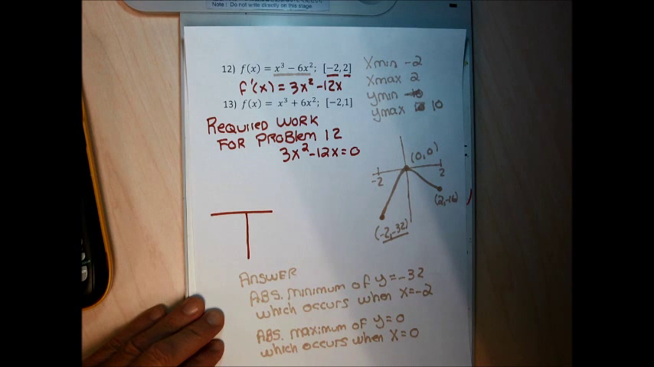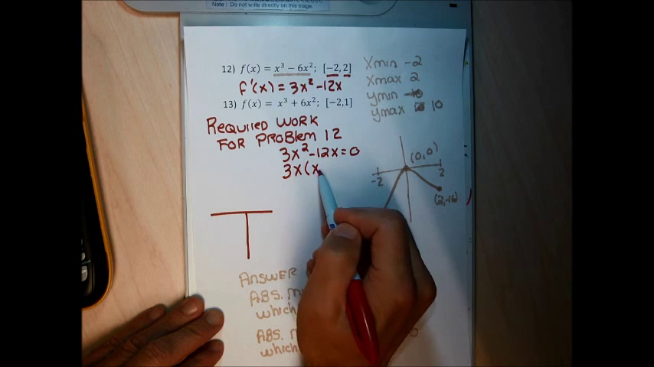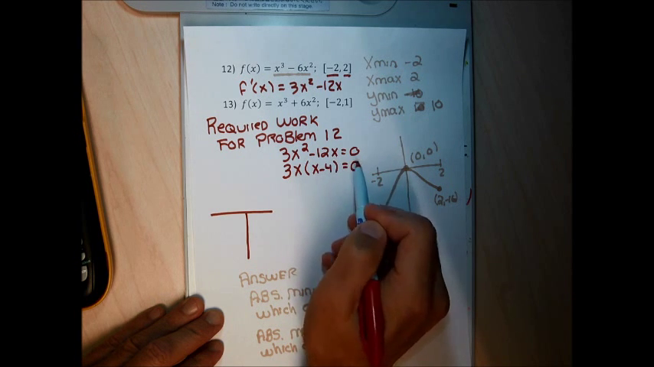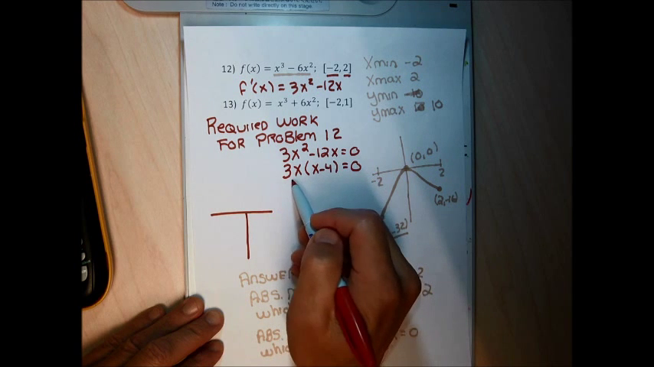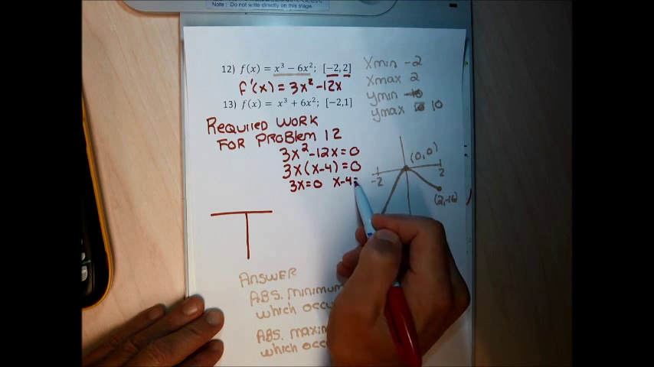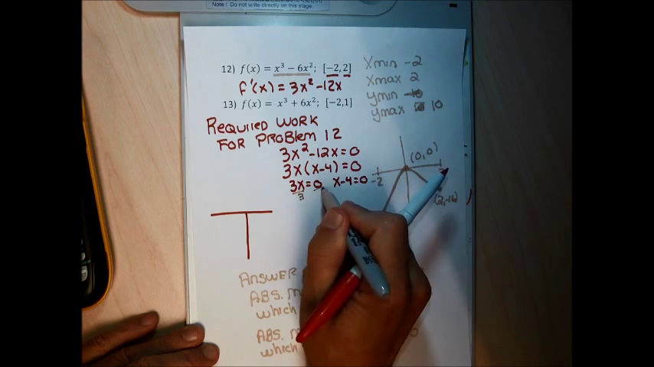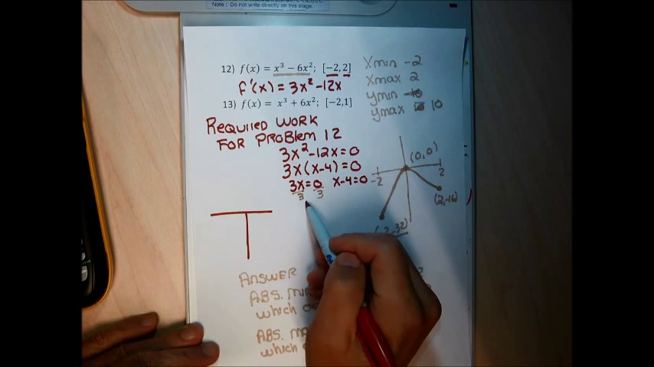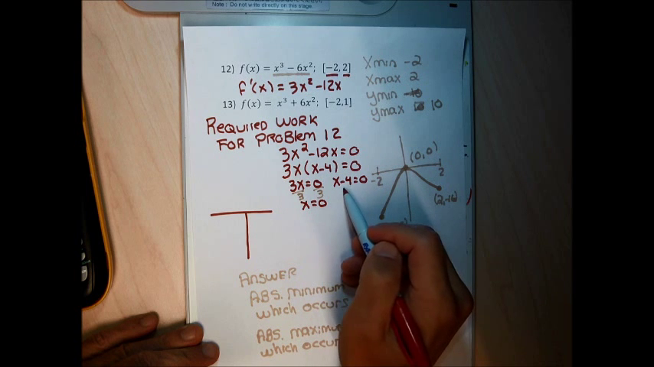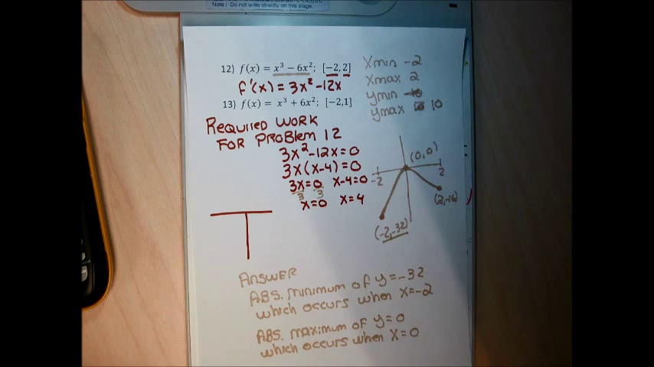Because there's an exponent and it's set equal to 0, I'm probably going to solve by factoring. And this is a 1 parentheses factoring because there's a common factor I need to factor out. The common factor is 3x. When you factor out a 3x, you're left with an x minus 4. Then I'm going to take 3x and set it equal to 0, and x minus 4 and set it equal to 0. For the 3x, when you set it equal to 0, you divide both sides by 3, and you get a critical value of x equal to 0. And for the x minus 4, when you set it equal to 0, you add 4 to both sides and get x equal to 4.